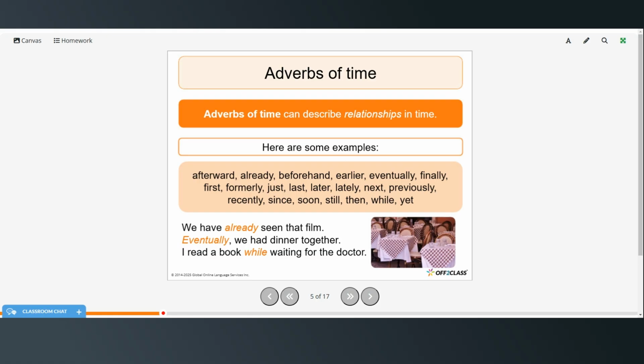Adverbs of time can also describe relationships in time. So here are some examples of that. Afterward, already, beforehand, earlier, eventually, finally, first, formerly, just, last, later, lately, next, previously, recently, since, soon, still, then, while, yet. And here are some examples. We have already seen that film. Eventually, we had dinner together, and I read a book while waiting for the doctor.